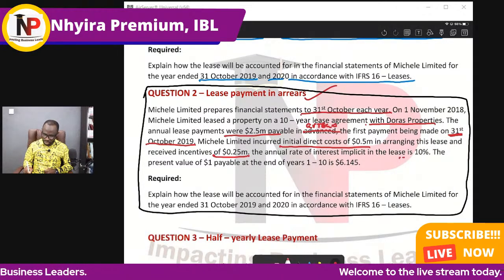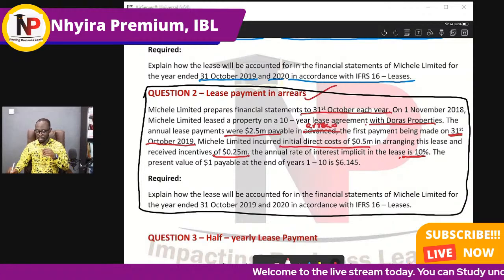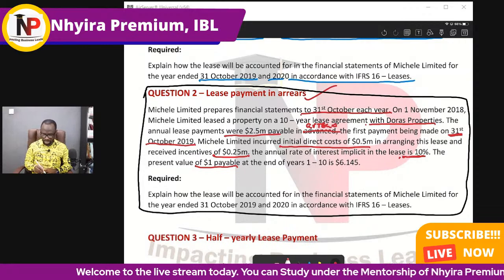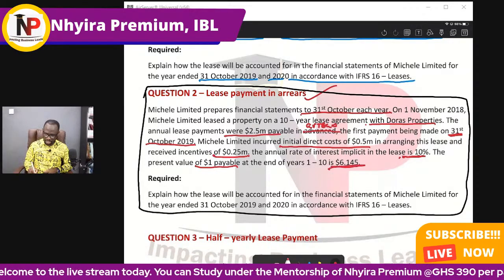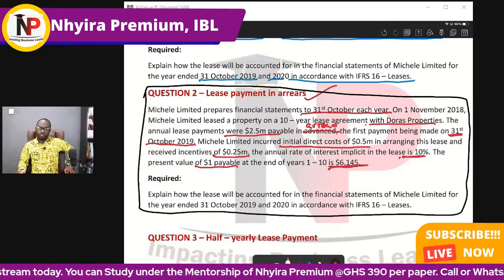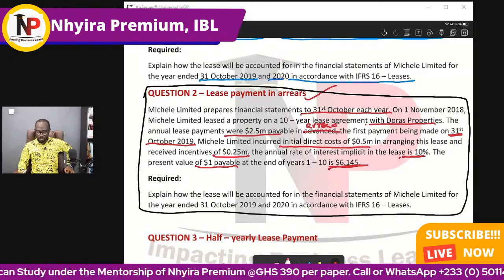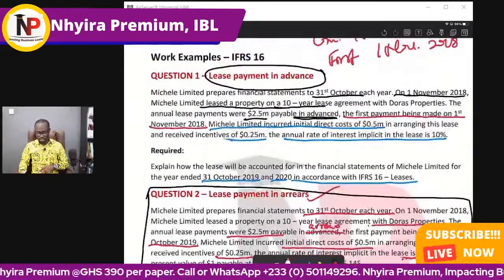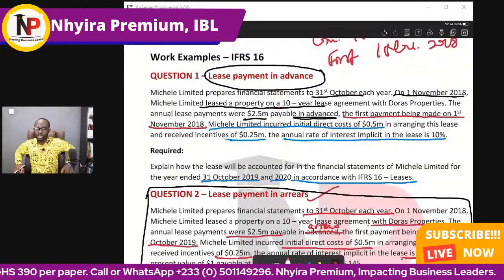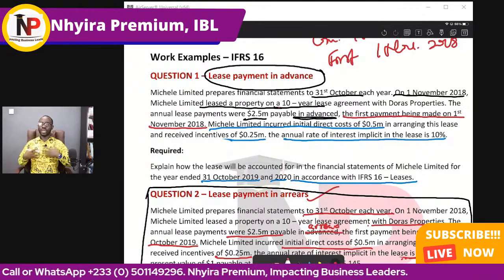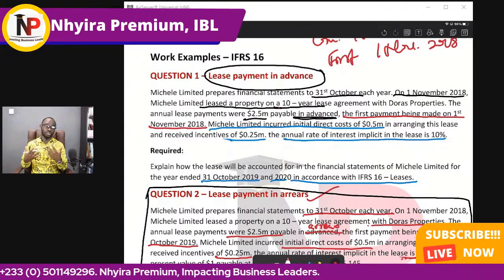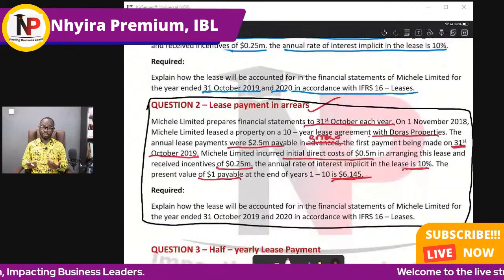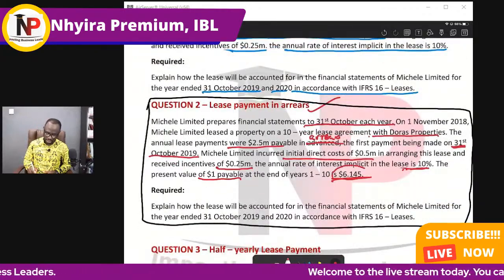Annual rate of interest is 10%, but be careful here. We are told that the present value of $1 payable at the end of years 1 to 10 is 6.145 Ghana cedis. So you realize that in the question we solved yesterday, the first question, we were not given the annuity factor, so we had to calculate it ourselves because it wasn't given in the question. But in this second question, the annuity factor has been given to us as 6.145.